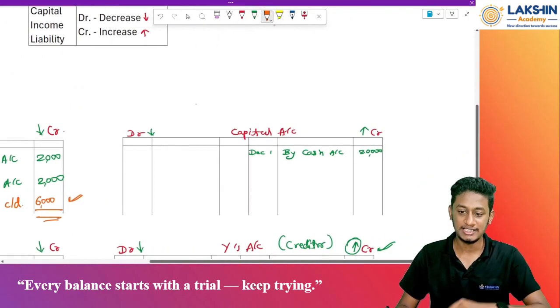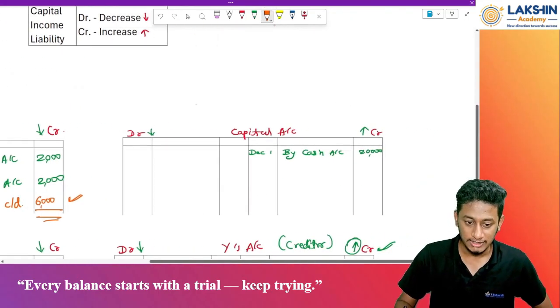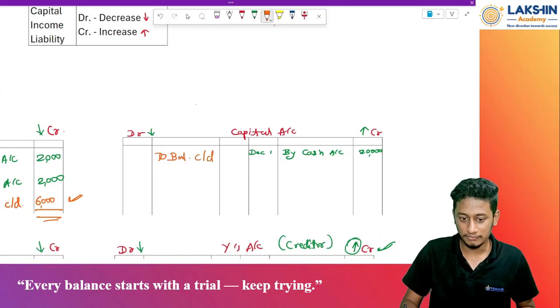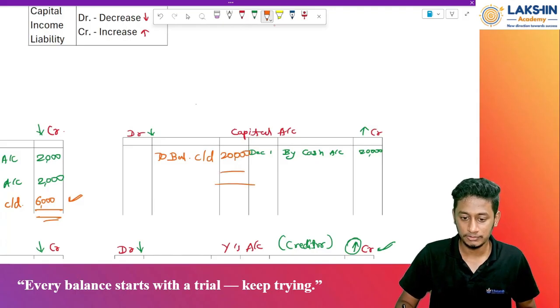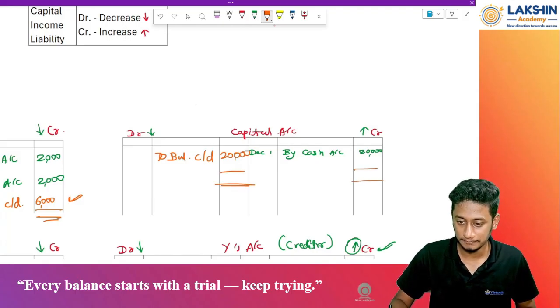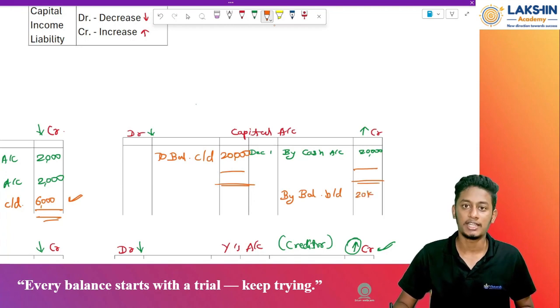Capital account. Any entries in the capital account? There were no entries. So straight away, By balance carried down, 20,000. Write the totals over here. Then this will be carried forward on the credit side, To balance brought down, rupees 20,000 again.